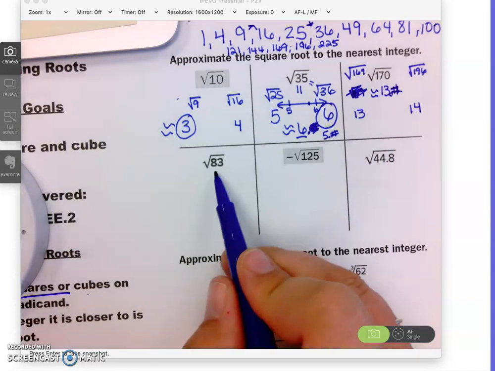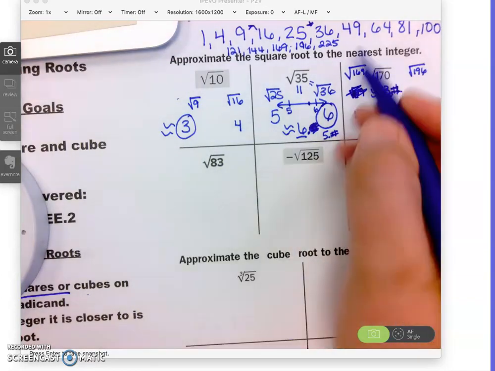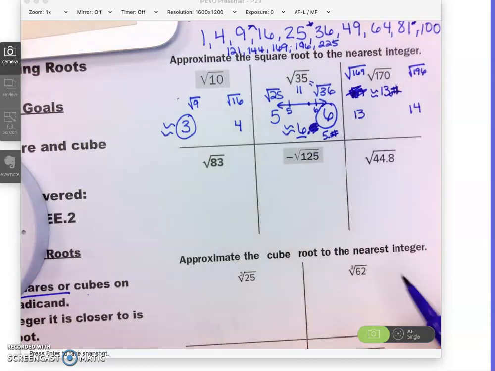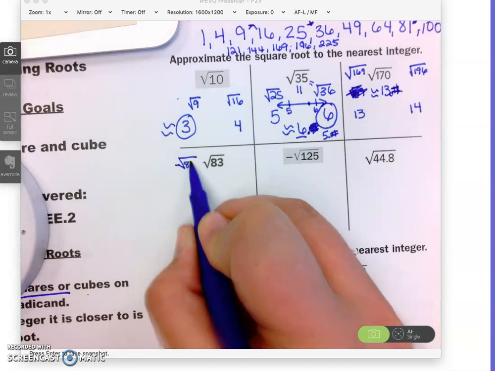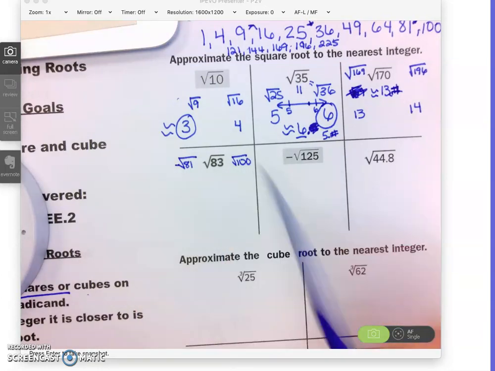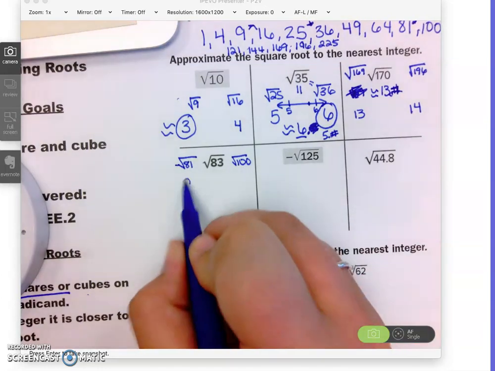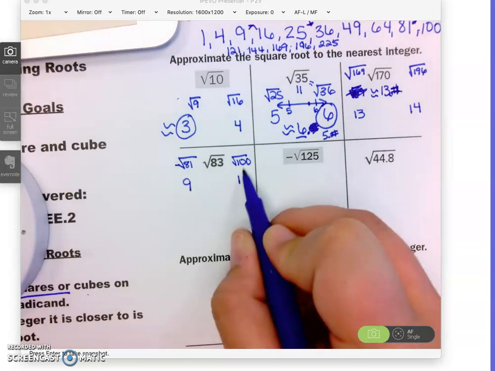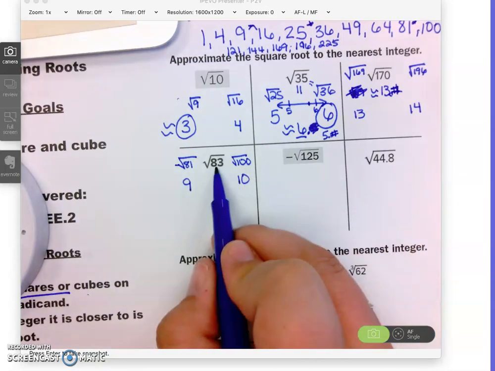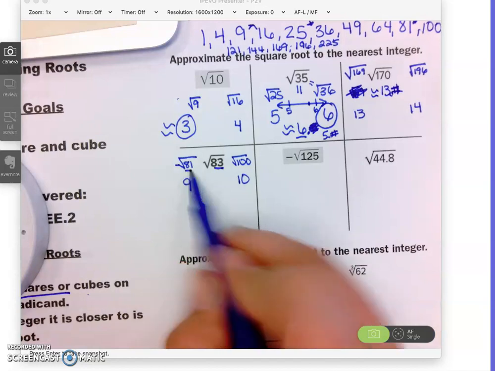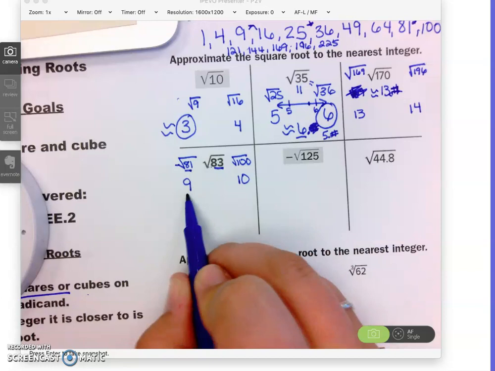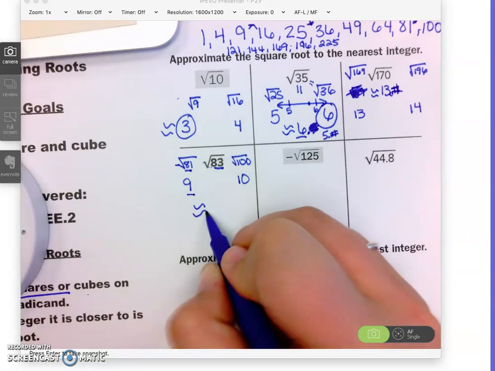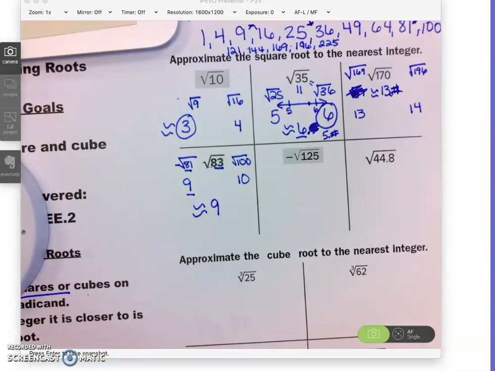Okay, square root of 83. Well, 83 would fit right in between here. So it would be square root of 81, square root of 100. Square root of 81 is 9. Square root of 100 is 10. This number is closer to this number, so the square root of this has got to be closer to this. So it's going to be approximately 9.